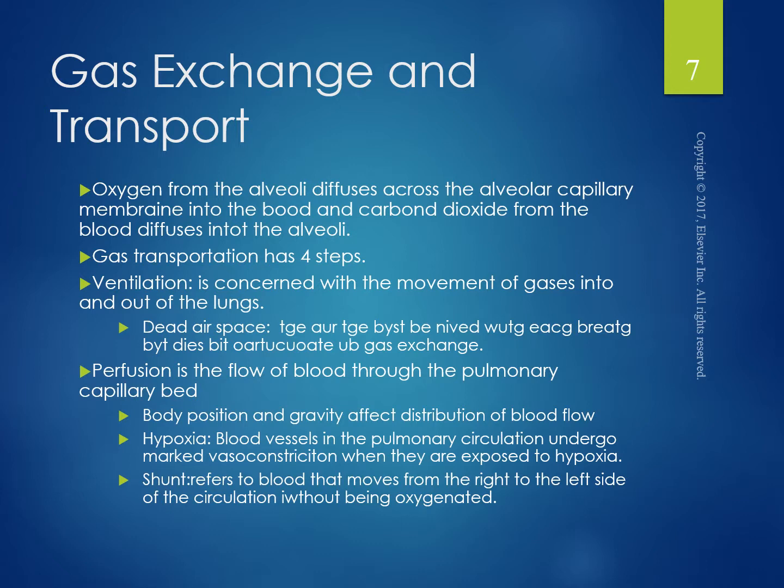Steps in transportation of carbon dioxide: one is diffusion of the carbon dioxide from the cells into the systemic capillaries. Two is perfusion of the pulmonary capillary bed with the venous blood. And three is diffusion of the carbon dioxide into the alveoli. And four is removal of carbon dioxide from the lung by ventilation. Any part of this can be compromised by a respiratory or a cardiac disorder.